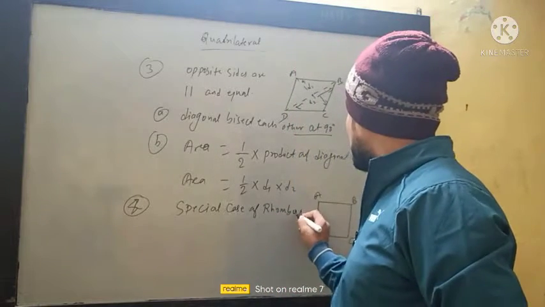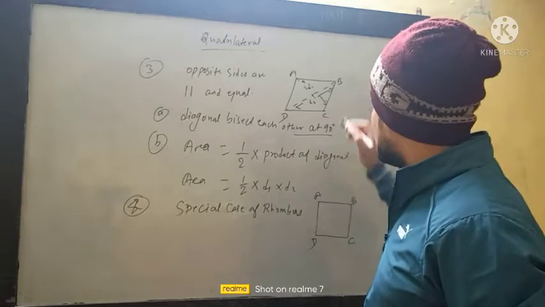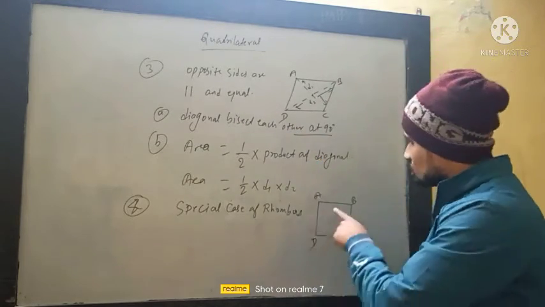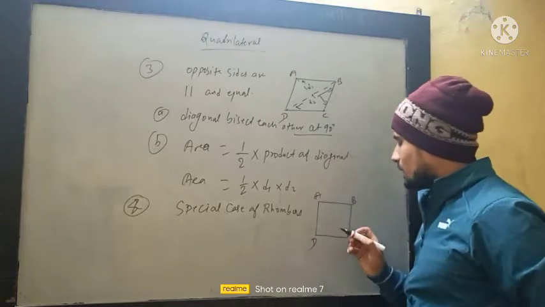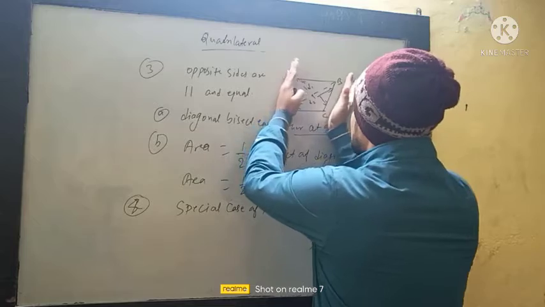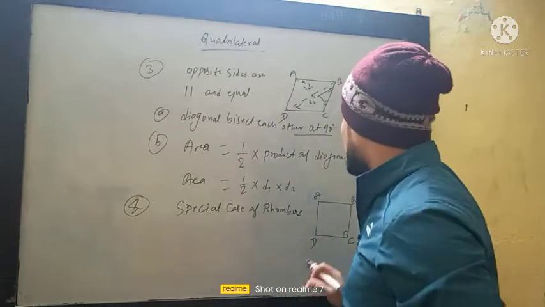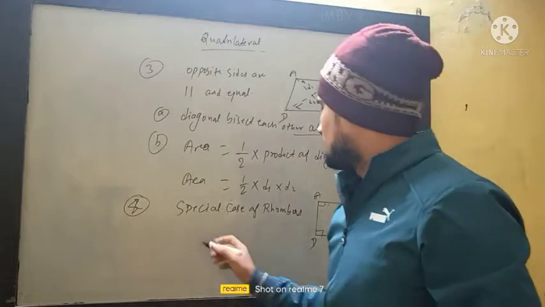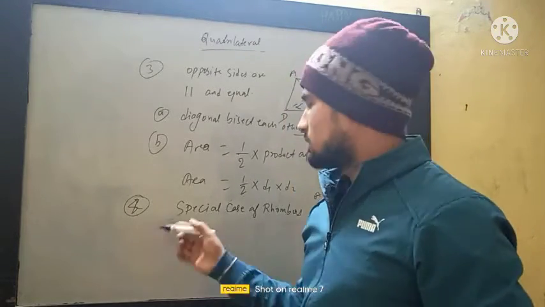How is it a special case of a rhombus? You can clearly see that all sides are equal and parallel. In this case also all sides are equal and parallel, but if you rotate this, after some time it becomes 90 degrees, and after that all angles become 90 degrees. Then it is a special case of a rhombus.